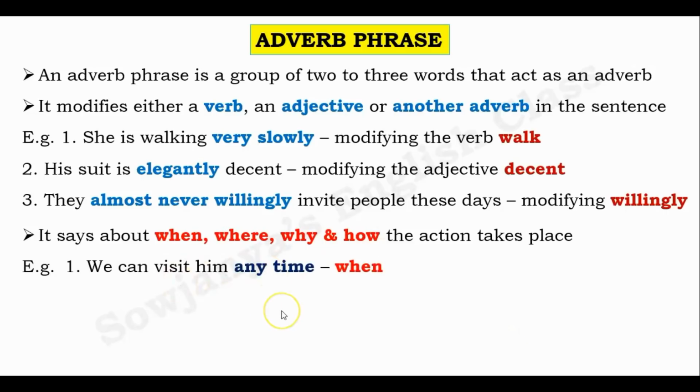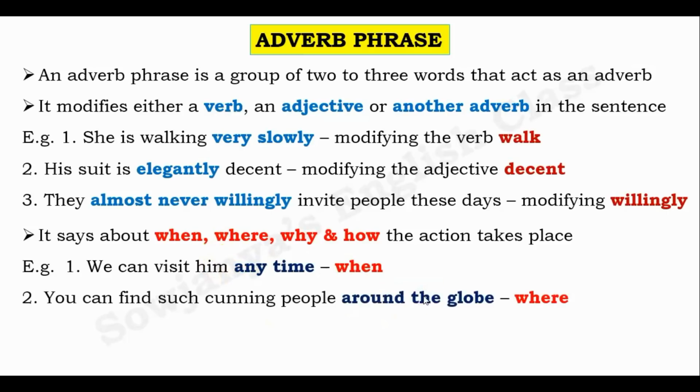Example, we can visit him anytime. When can we visit him? Anytime. You can find such cunning people around the globe. Where can we find them? Around the globe.